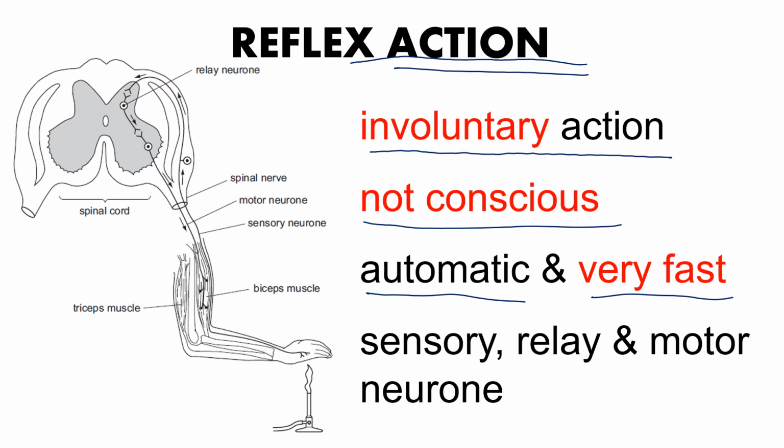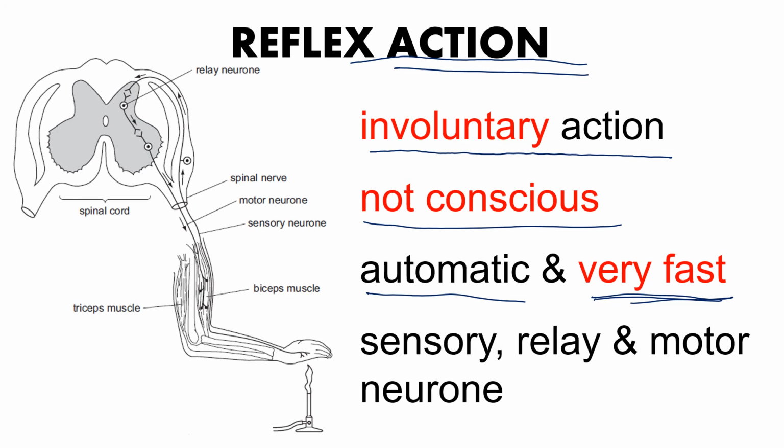Why does it need to be automatic? Because if the body needed to think about the response, we might be in great danger. Like when we touch something very hot, if it's not automatic, it will pause for maybe 5 seconds to think what to do, and in the meantime our hand is burned. And it's actually very fast. If the reflex action is not fast enough, it might endanger ourselves.